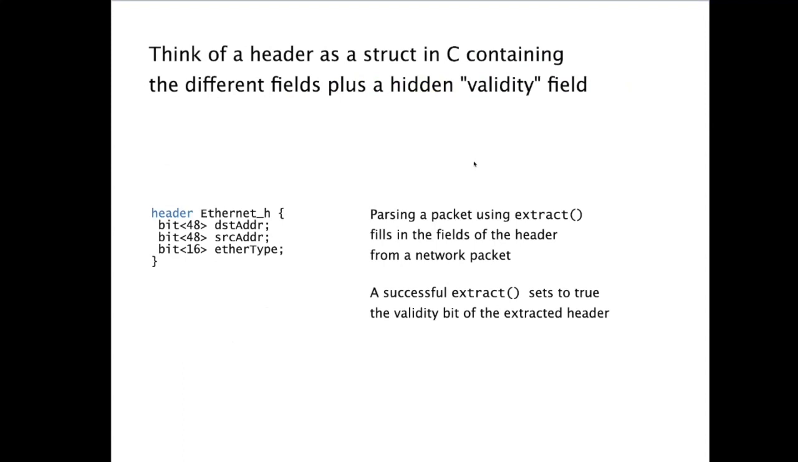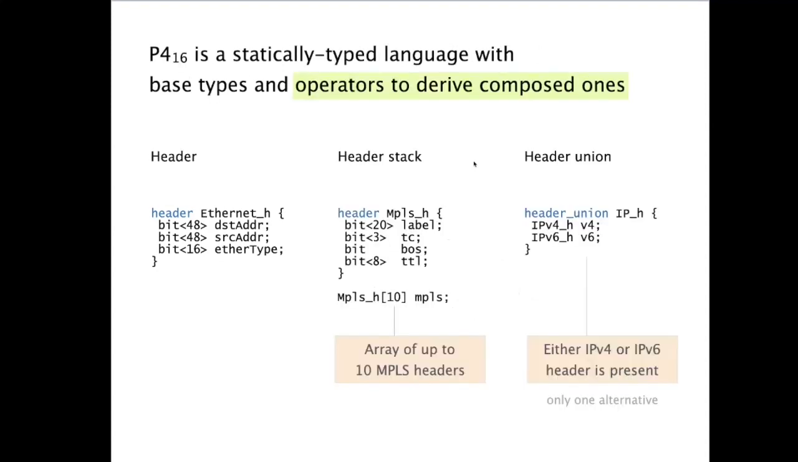When you use the extract feature from the parser to parse the header out of the packet, if the parser is successful in parsing the header, it will set a bit to true, which is a validity bit. So in that header, there are these 3 fields: destination address, source address, and ether type, and there is also a validity bit. Sometimes in your application, it's useful to test whether the validity bit is 1 or 0. That tells you whether the thing was parsed correctly or not.